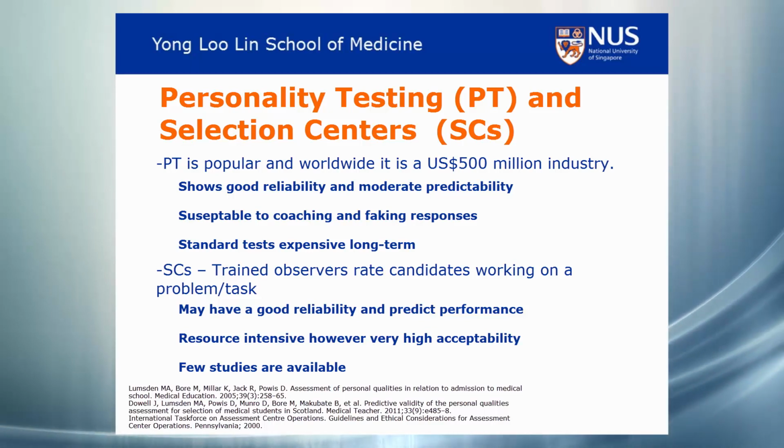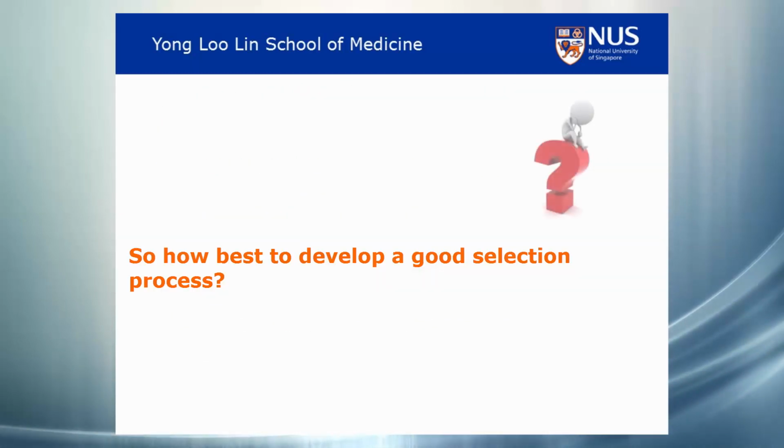and work. So by having these trained observers, especially if you have the faculty as the trained observers, it's a real plus point for this particular tool, and it shows good predictive performance, and acceptability levels are quite high. With that, how do we put together what we have discussed earlier to develop a good selection process?